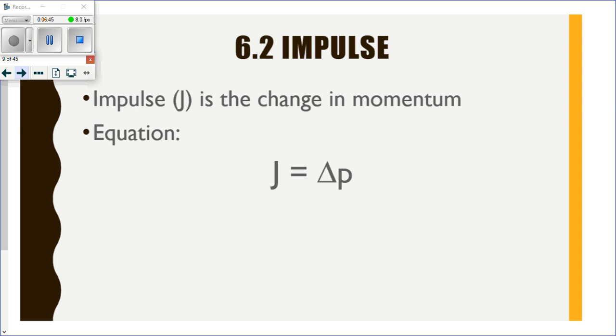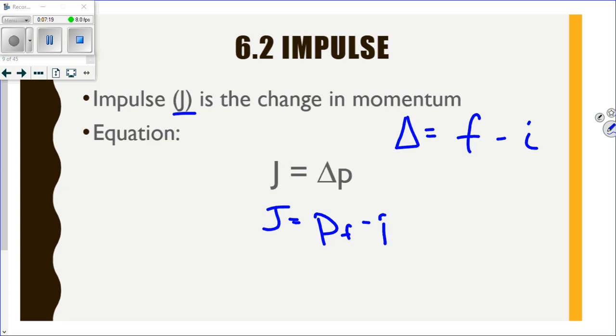Impulse, which is represented by a J, kind of inconvenient, but J, impulse, is the change in momentum. So we can write it as an equation like this. J is change in momentum, and you can find this equation right on your reference table. But let's just talk about what we know. We've seen that delta sign, it means change. Whenever you see that sign, that means you take the final of some value and subtract the initial. So since we're talking about change in momentum, we can actually rewrite this equation as momentum final minus momentum initial, because I'm looking for the change.